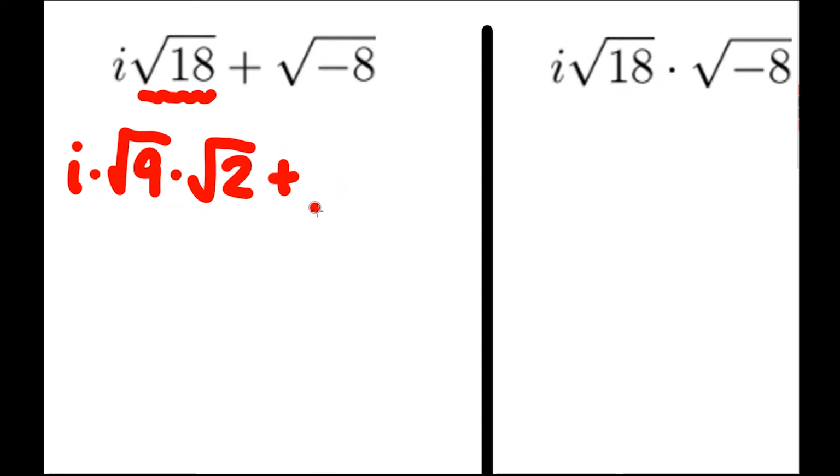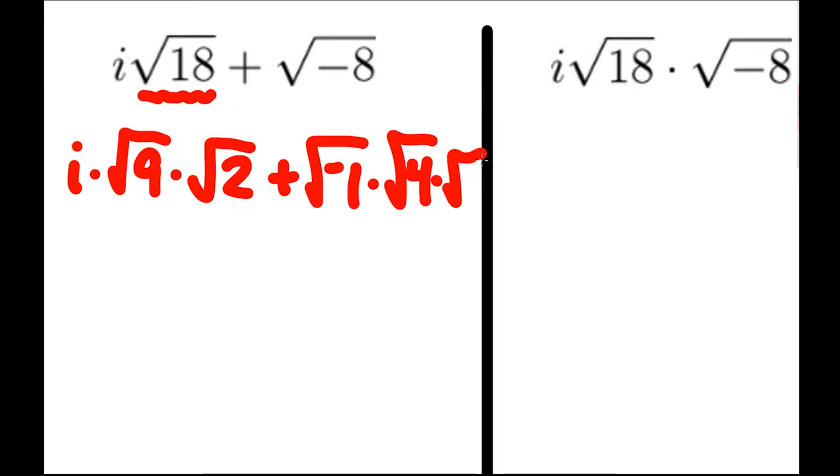Plus, okay, and then I'm going to do the same thing here. I'm going to factor this square root of 8. I'm going to take out the negative 1 first, and then I'm going to have the perfect square of 4 in there times the square root of 2. So we have something like this.